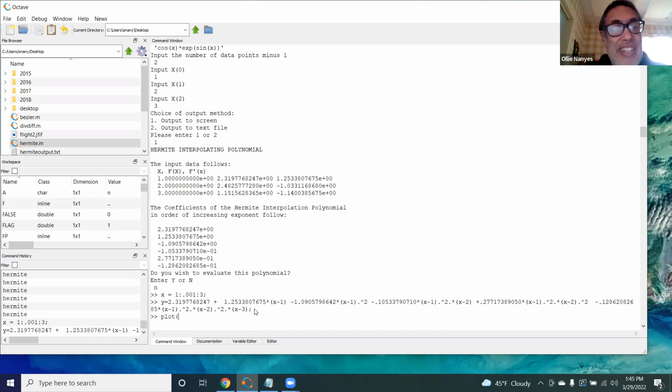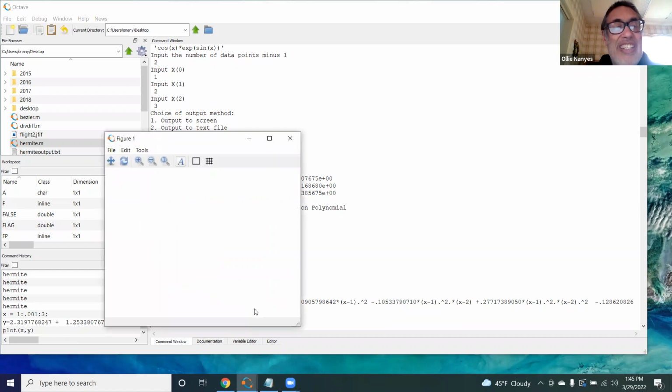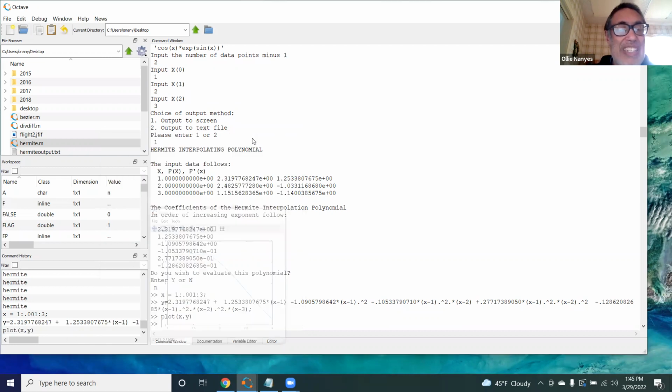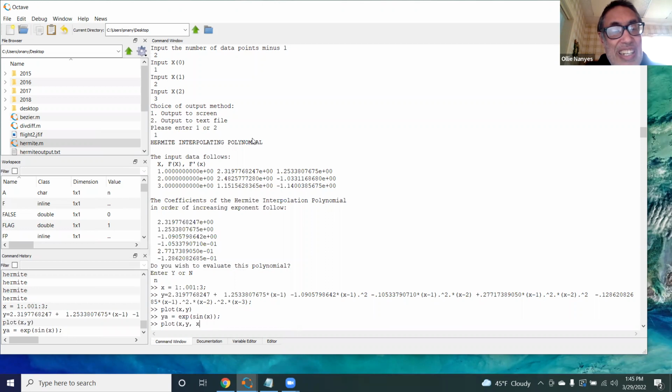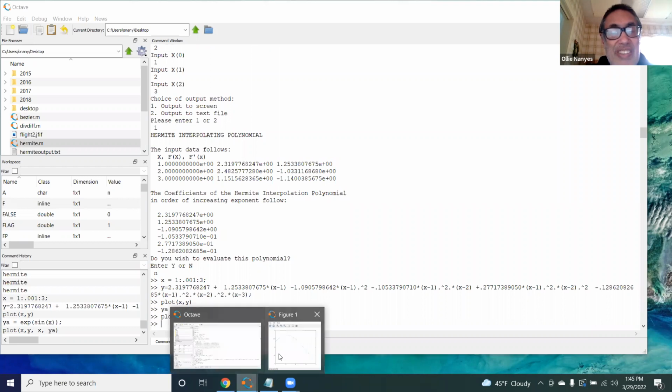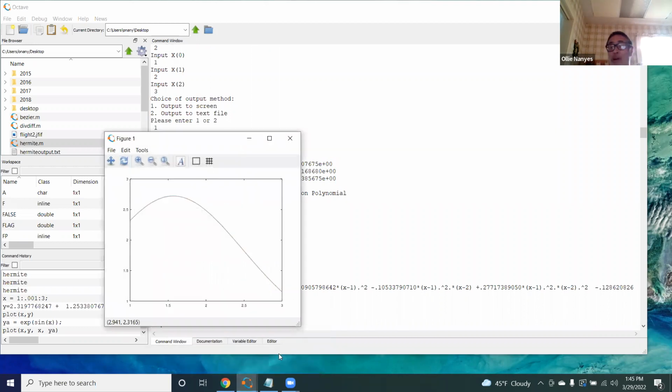Now let's plot x, y. And we get the following. Then let's say y actual equals exp sine of x. Let's plot x, y actual. Hopefully this works okay. And we can see they plot right on top of each other. So you can use the Octave plot like I just did, or you can use something like Desmos.